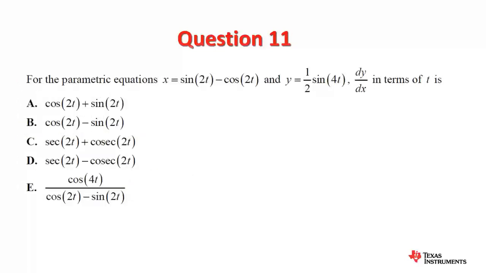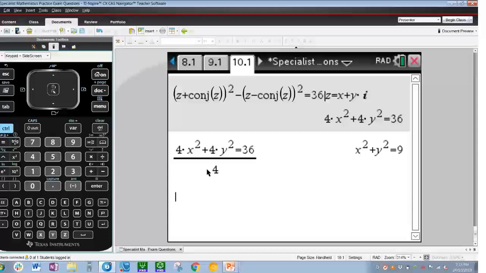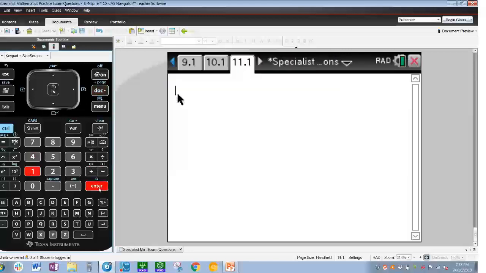So quickly moving on to the next question, question 11. We've got parametric equations, x equals sine of 2t minus cos of 2t, and y equals half sine of 4t. We want dy/dx in terms of t. Okay, so we can look at our formula sheet or use our reference book to see that dy/dx is simply dy/dt divided by dx/dt. So the way I'm going to do this is find the derivatives of y and x respectively, both in terms of t, and then simply divide them.